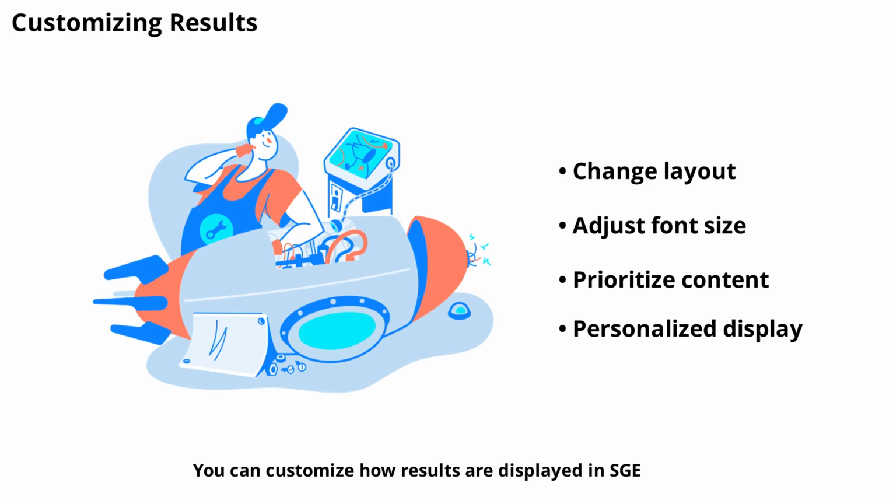You can customize how results are displayed in SGE. Options may include changing the layout, adjusting font size, or selecting which types of content appear first. Customization helps you create a search environment that's comfortable and productive for you.